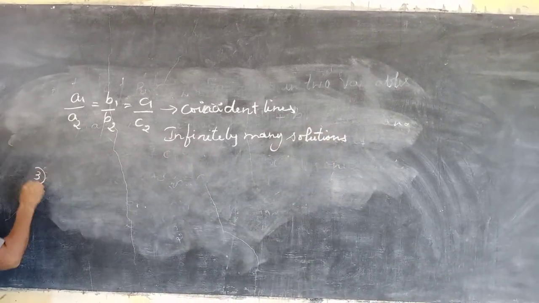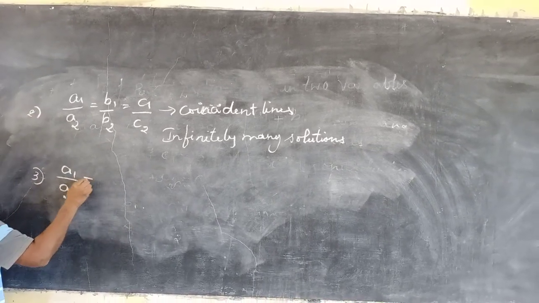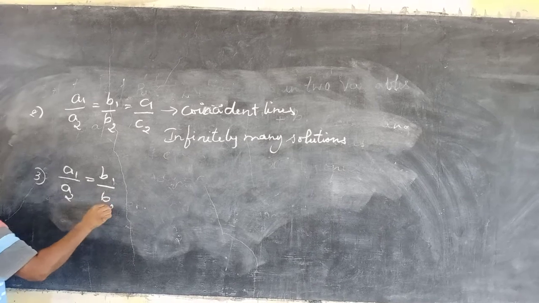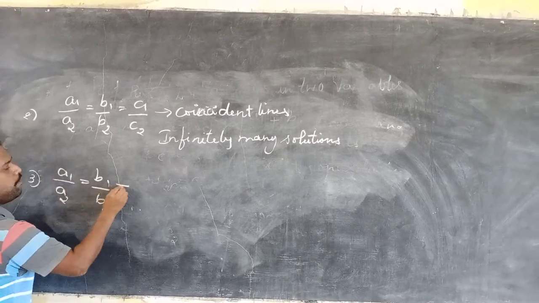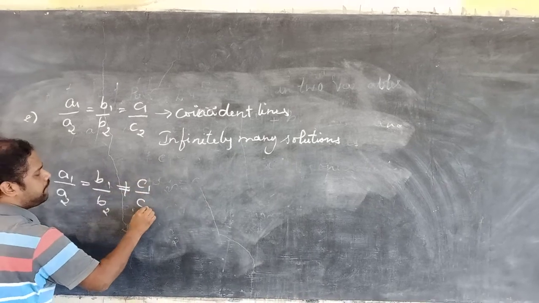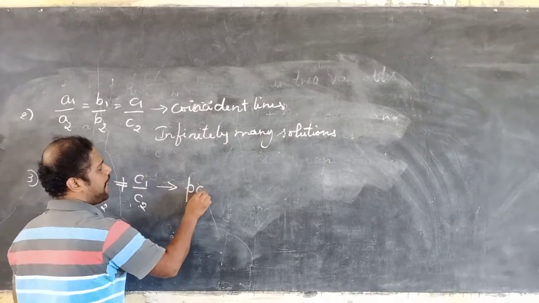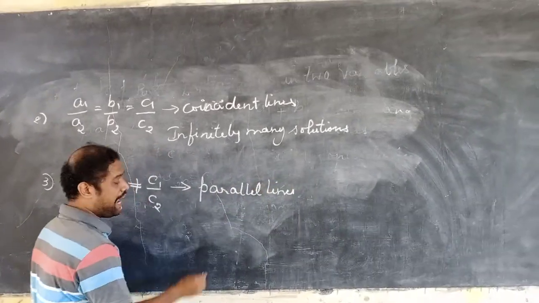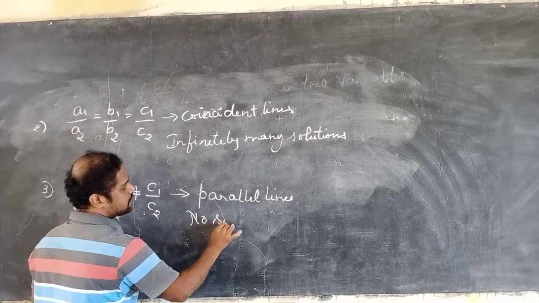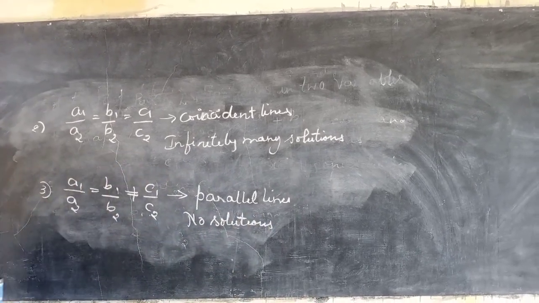Also, the third form of ratio is whenever A1 by A2 is equal to B1 by B2, but this ratio A1 by A2 and B1 by B2 both are not equal to C1 by C2. In this case, the two lines are parallel lines, and no solution exists here.